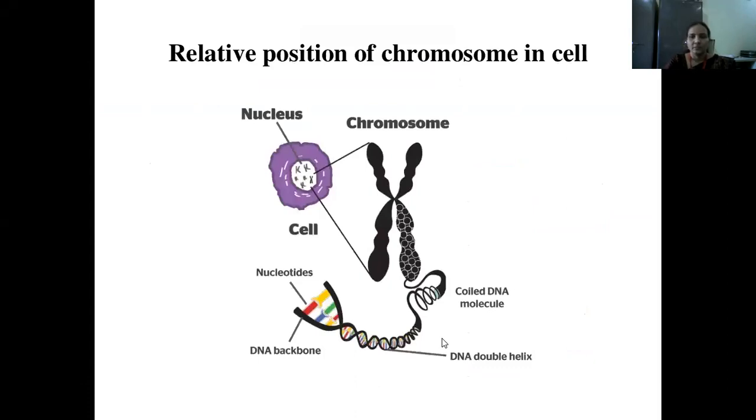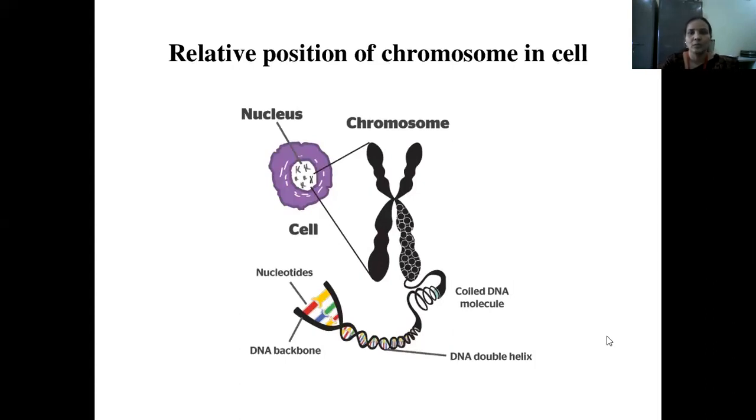So this is the structure of chromosomes. Relative position of chromosome in cell. Where the chromosome is located? It is located inside the nucleus. Already we have discussed the structure of nucleus and nucleolus. So inside the nucleus, the thread-like structure is present. We call it chromatin, or we can say the chromosome.